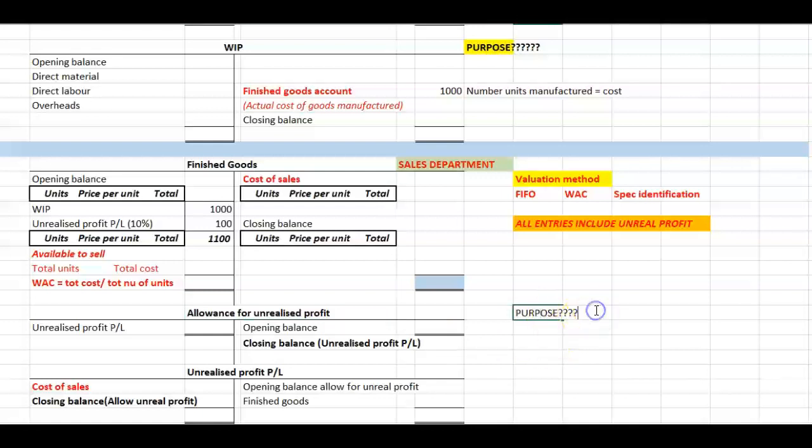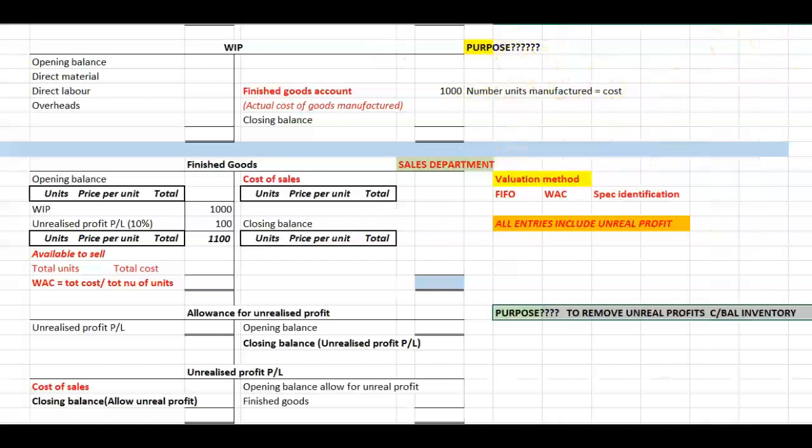We have created the allowance for unrealized profits. Closing balance of inventory. Very important that you understand that the purpose of this account is to remove the unrealized profits out of the closing balance of inventory. Good.